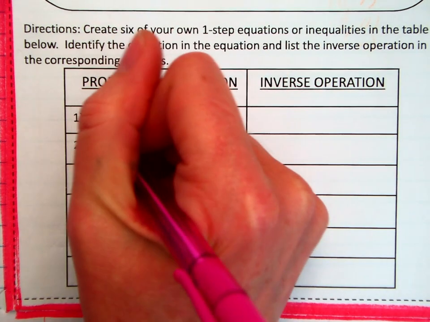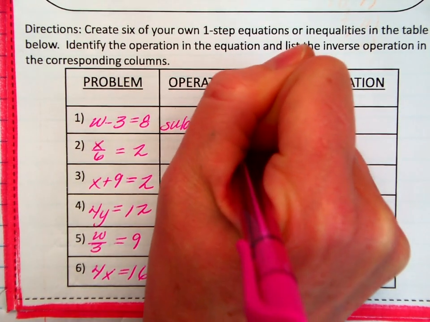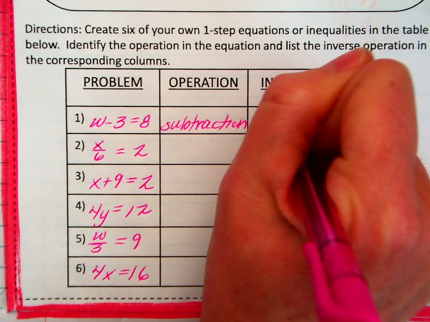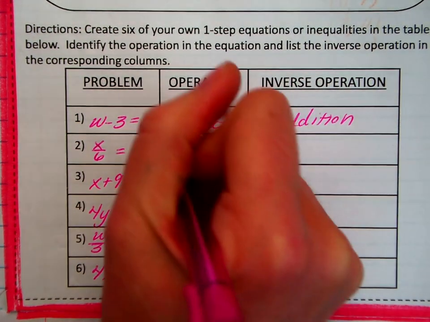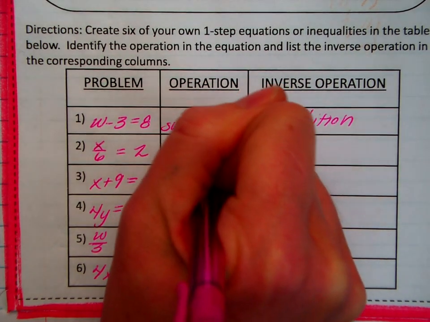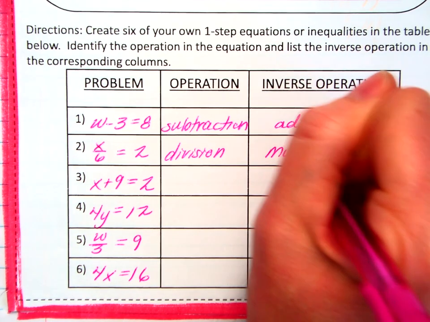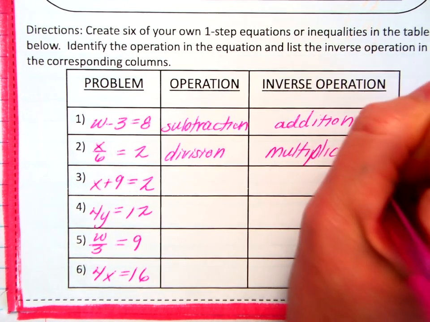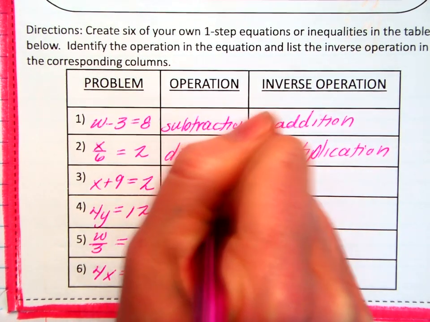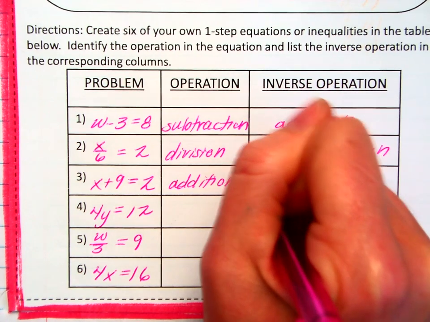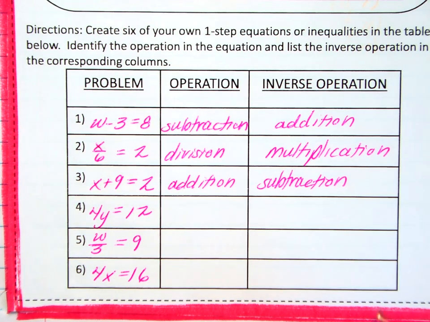Okay, now, w minus 3 equals 8, that is subtraction. The opposite of subtraction, addition. x divided by 6 equals 2, you are starting with division. To undo division, you need multiplication. x plus 9 equals 2. We're starting with addition. To undo that, we would need subtraction. The opposite of addition is subtraction.